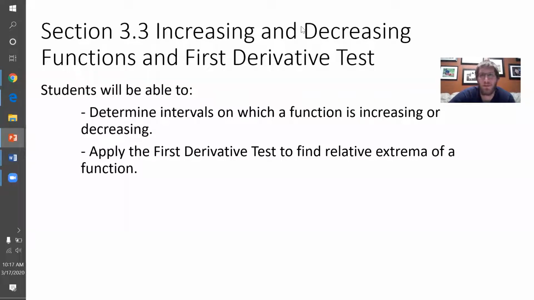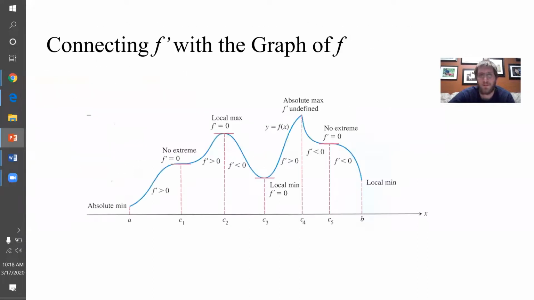All right, so this is going to be our first attempt at a video. This is section 3.3, increasing and decreasing functions with the first derivative test. So the plan is to be able to find the derivative function and then also identify the critical points as either maxes or mins or relative maxes or relative mins.